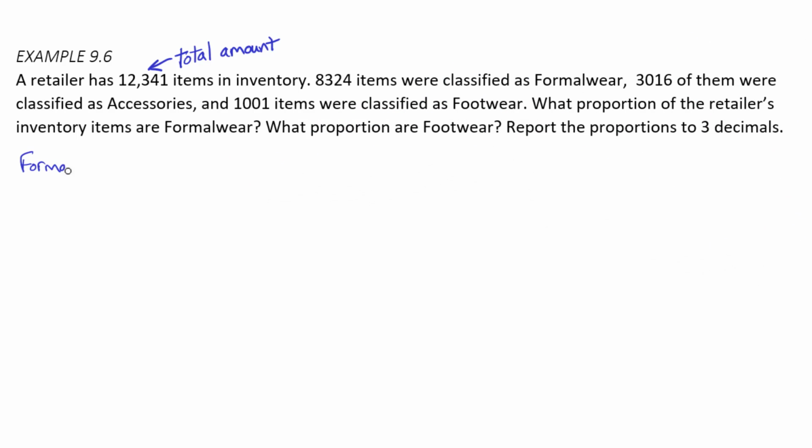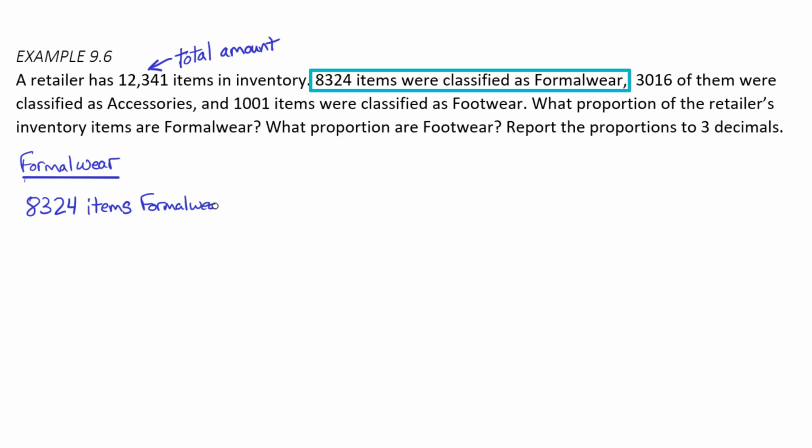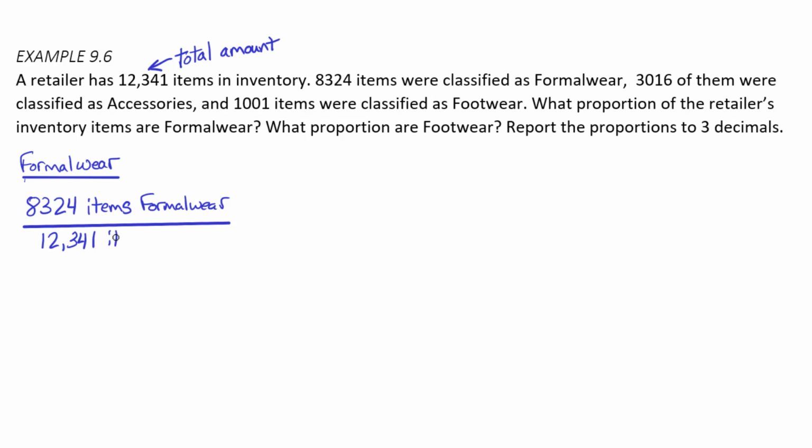What proportion of the retailer's inventory items are formal wear? 8,324 items were classified as formal wear. That's the part we're interested in. And the total number of items is 12,341. And what you get is 0.674. Mentally converting this to a percentage by multiplying by 100, 67.4% of their inventory is formal wear. So the majority of their items, more than 2/3 of their items, are formal wear.